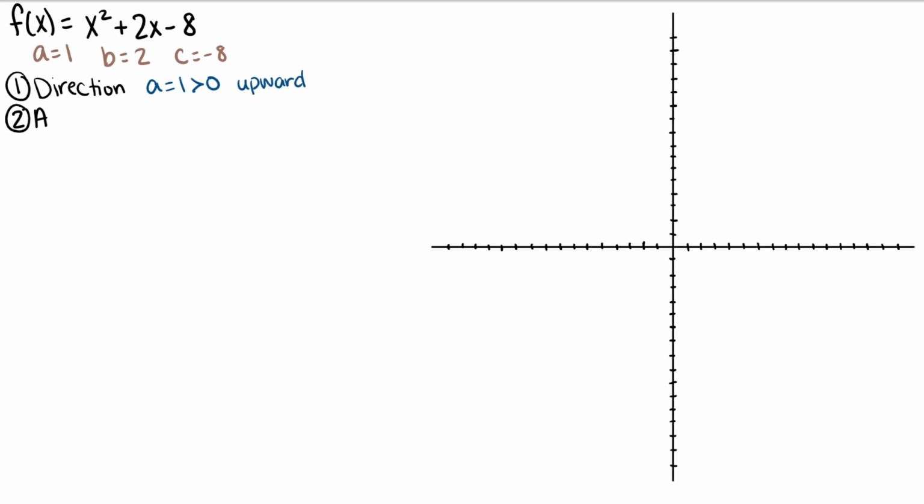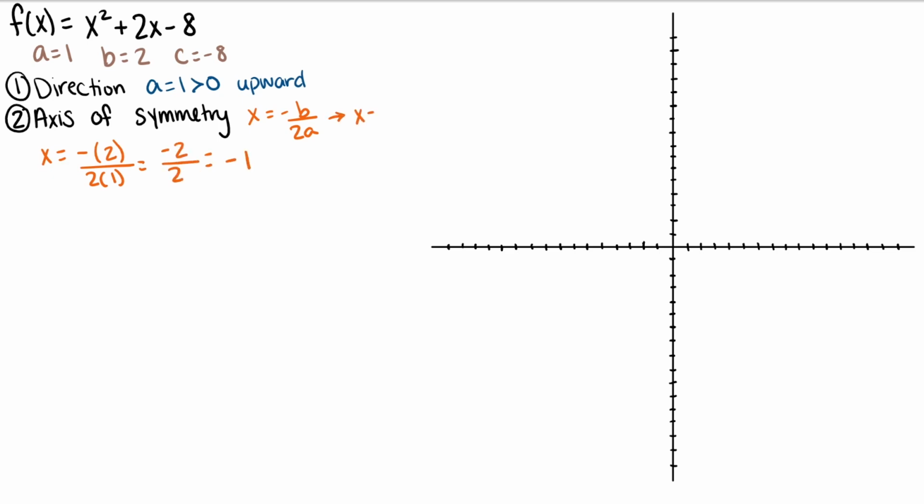For our axis of symmetry, we use the formula x = -b/2a. So that means x is equal to -2, our b is 2, over 2 times 1, which is -2 over 2, which is -1. So our axis of symmetry is at the line x = -1, and we can plot that line. Now for our vertex, we just found the x-coordinate of our vertex, which is -1. We'll plug that in to find the y-coordinate of our vertex from our function. So f(-1) is going to be equal to (-1)² + 2(-1) - 8.